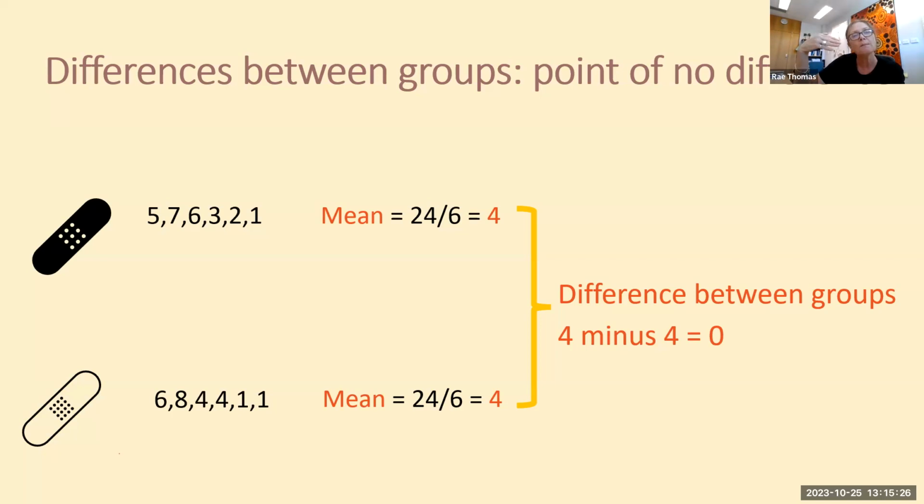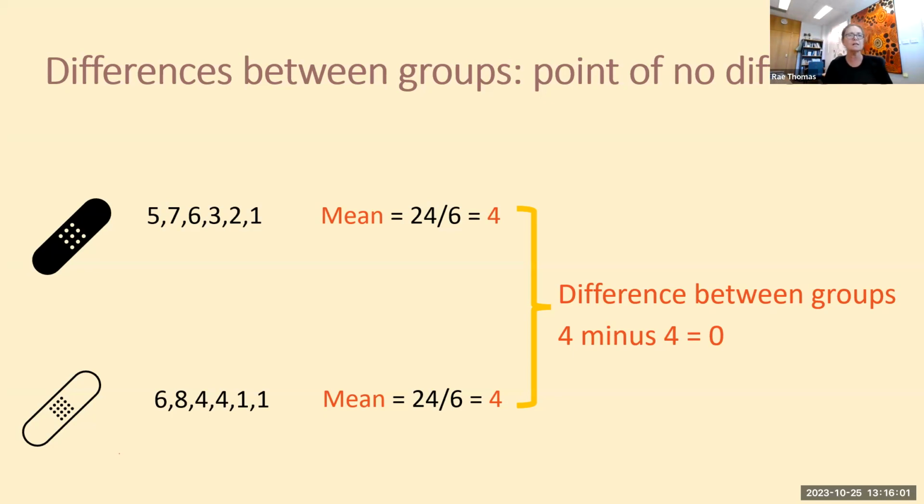Now, when we're looking for the point of no difference with continuous data, you have to look at the means of the group. If I was looking at the mean of group 1, who had the local anaesthetic, those numbers add up to 24, and there are 6 people in the group. So the mean is 24 divided by 6, which is 4. In the second group, the mean is 24 divided by 6. Those numbers also, surprisingly, add up to 24. There are 6 people in the group, so the mean is again 4.